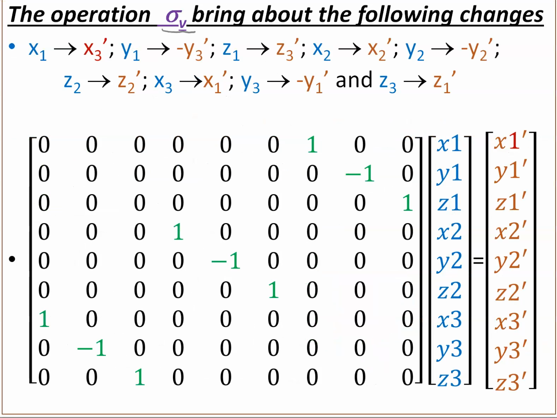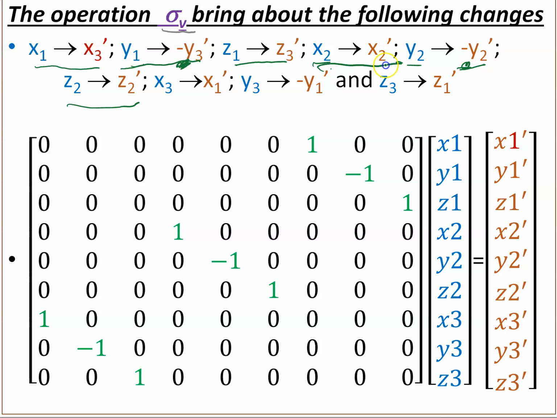Okay, as I told you, x1 is equal to x3 dash, y1 is equal to minus y3 dash, z1 is equal to z3 dash. Position is changed. In the case of y1, both position and direction changed. But x2, y2, z2 position retained. x2 is equal to x2 dash, same, no change in direction and position. y2 is equal to minus y2 dash, position retained but direction opposite. z2 is equal to z2 dash.